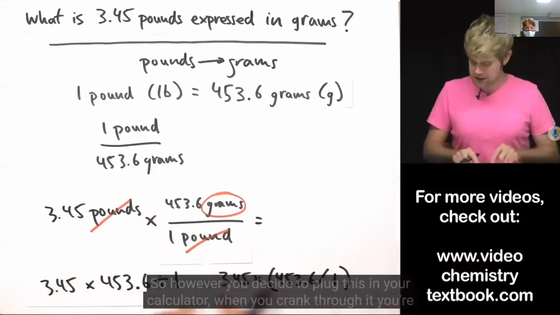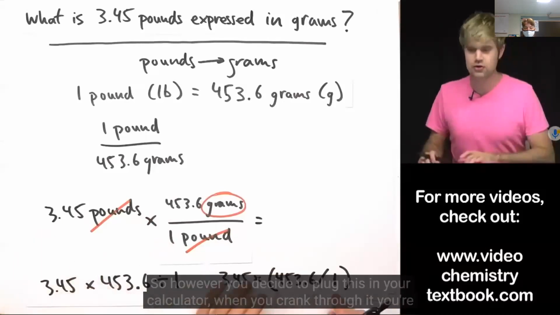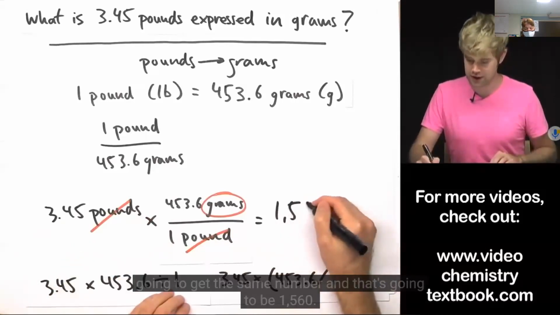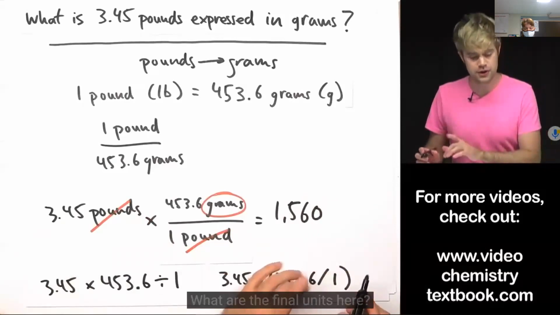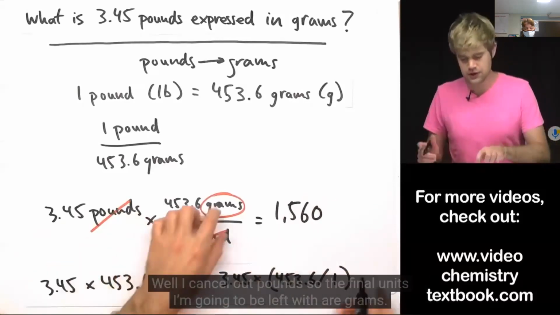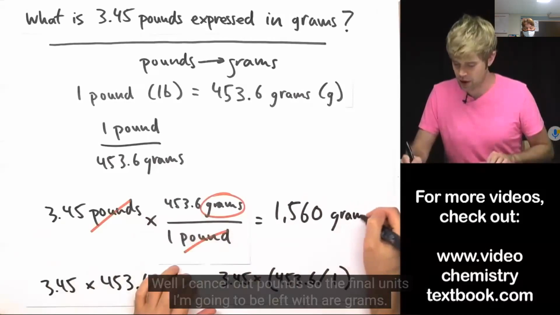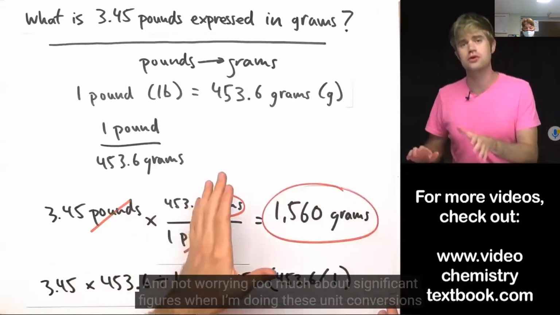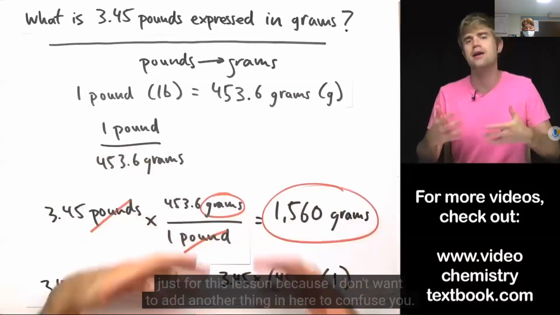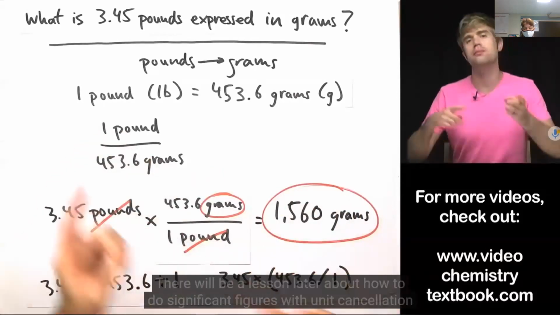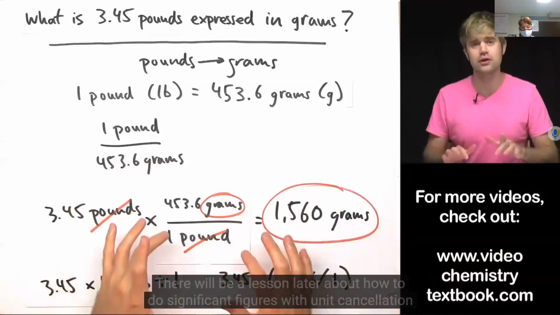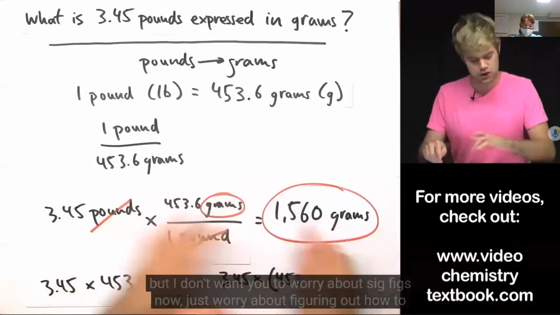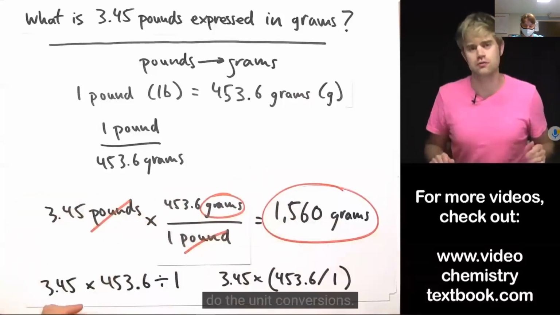So however you decide to plug this into your calculator, when you crank through it, you're going to get the same number, and that's going to be 1,560. What are the final units here? Well, I canceled out pounds, so the final units that I'm going to be left with are grams. I'm not worrying too much about significant figures when I'm doing these unit conversions, just for this lesson, because I don't want to add another thing in here to confuse you. There'll be a lesson later about how to do significant figures with unit cancellation, but I don't want you to worry about sig figs now. Just worry about figuring out how to do the unit conversions.